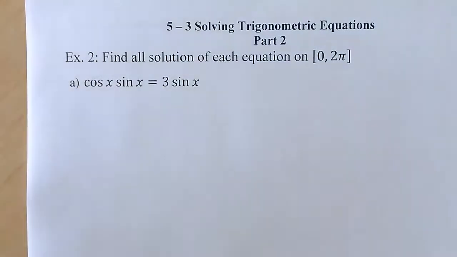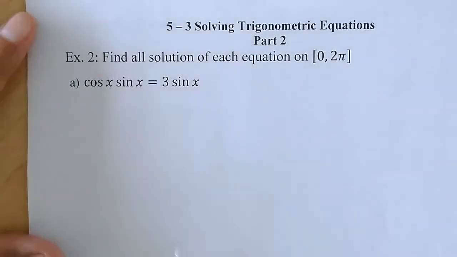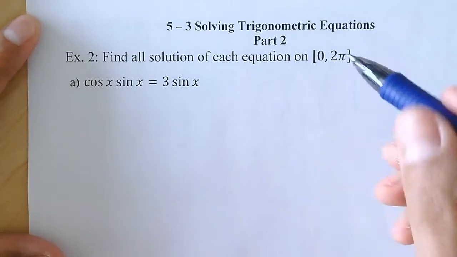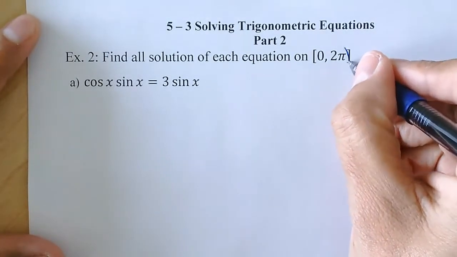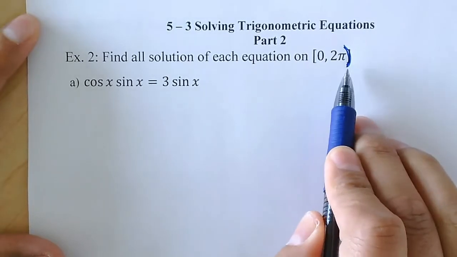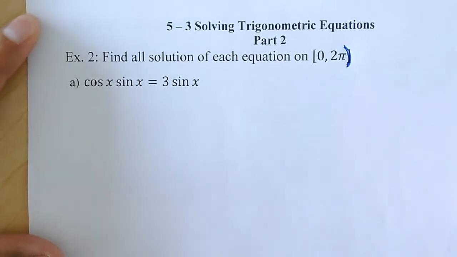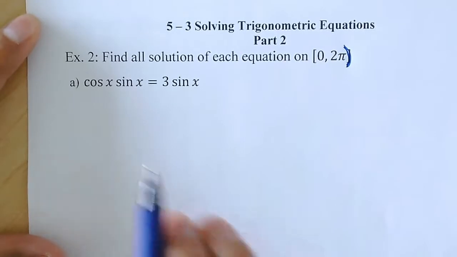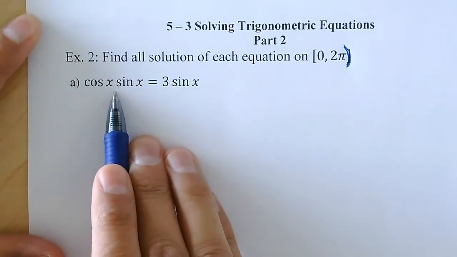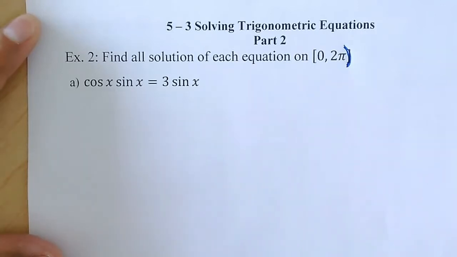Good morning, class. We're going to continue our discussion on trig equations, and today we're going to talk a little bit more about algebraic type equations. So we're asked to solve this equation in this interval, and I'm actually going to make that an open parenthesis, as 0 and 2 pi are the same value, so we're going to open that up. Okay, so we're given cosine of x times sine of x equal 3 sine of x.